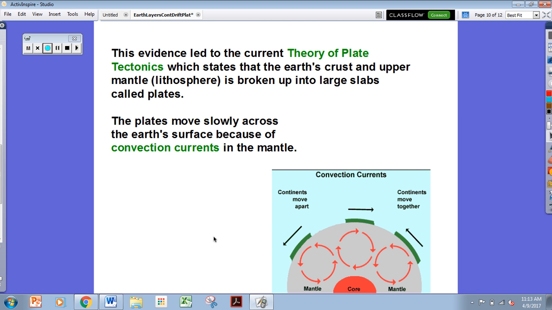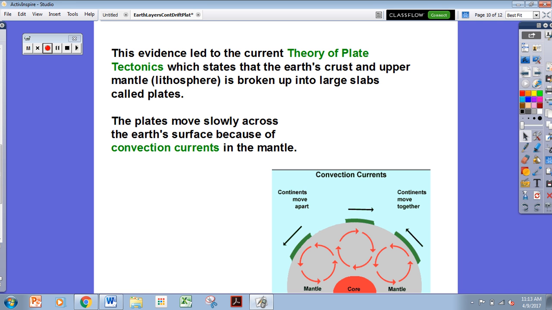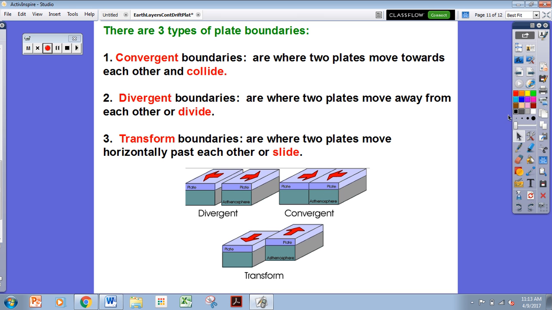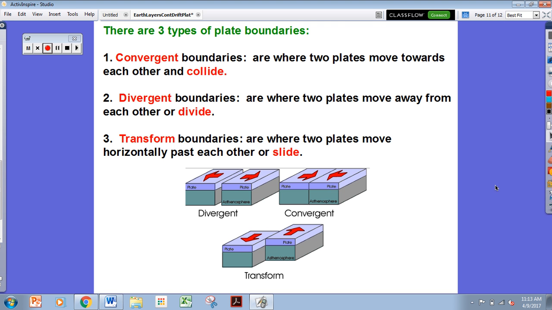So not all of the convection currents move in the same direction. Some of them move in such a way to move plates towards each other, and some of them move in such a way to move plates away from each other. So there are three main types of plate boundaries that we've talked about the other day in class. There are ones that are called convergent boundaries. This is where two plates move towards each other, or they collide, they crash into each other, which is shown here with the two arrows pointing towards each other.